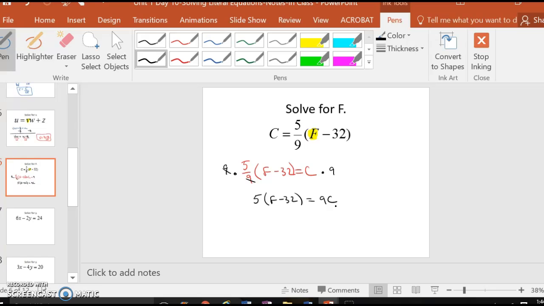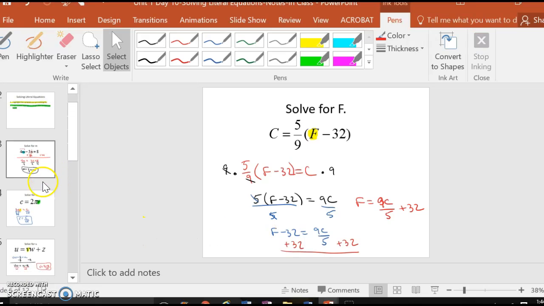Now I can get rid of the 5. What is 5 linked to that quantity by? It's linked by multiplication. How do we undo multiplication? We divide. So f minus 32 is equal to 9c over 5. Now it's real easy to get f by itself, because all I'm going to do is get rid of the 32 by adding, and f is equal to 9c over 5 plus 32.